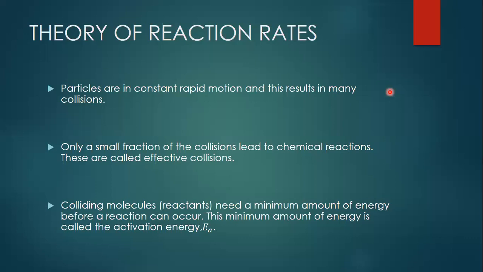Then, this one, the third point, deals more with the graphical representation. We'll have at least two or more graphs to explain. It says that colliding molecules or reactants need a minimum amount of energy before a reaction can occur. This minimum amount of energy is called the activation energy, and the symbol there is EA, E subscript A. That is the symbol for activation energy.